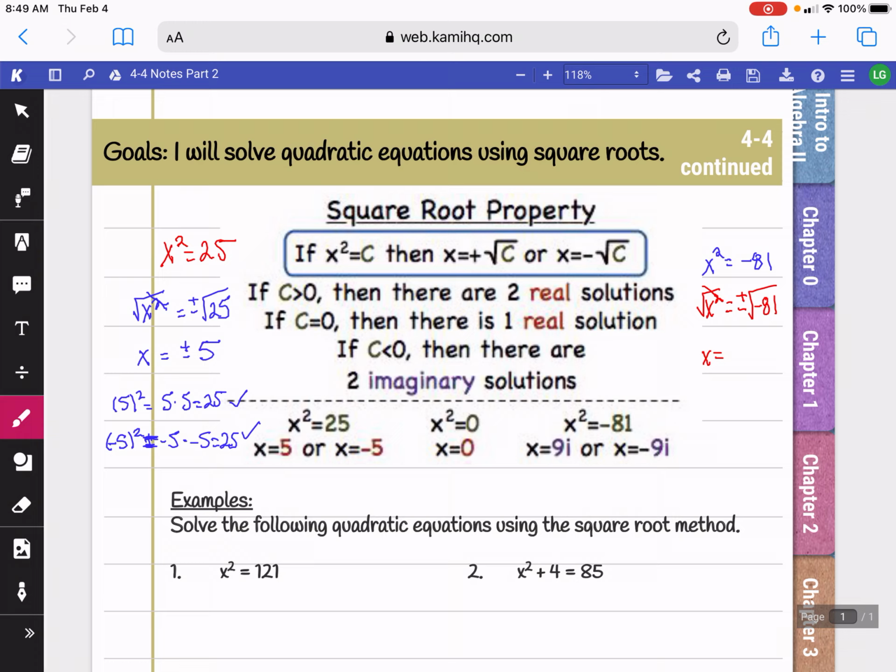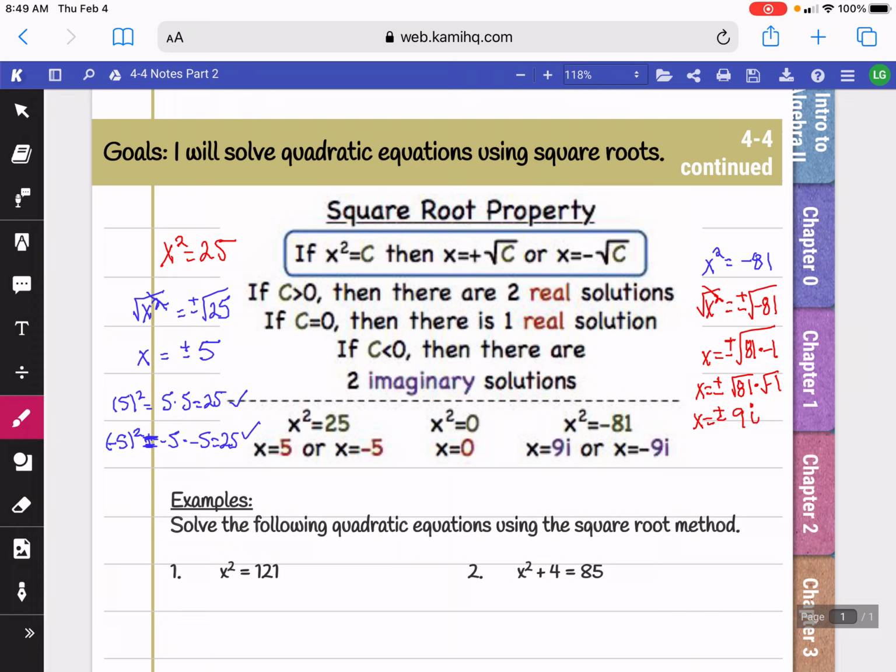Here I get stuck because I can't root a negative, so I'm going to rewrite it a little bit differently. I can rewrite square root of negative 81 as 81 times negative 1. And then I can actually split it into two different roots: square root of 81 times square root of negative 1. I know the square root of 81 is 9, and I know the square root of negative 1 is i. So this is really positive or negative 9i, which is two separate answers, 9i and negative 9i.